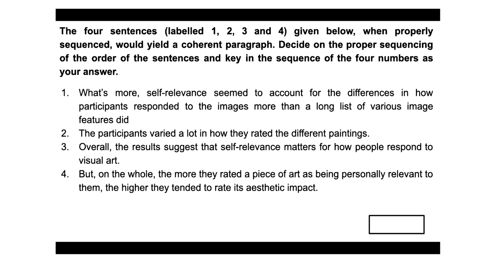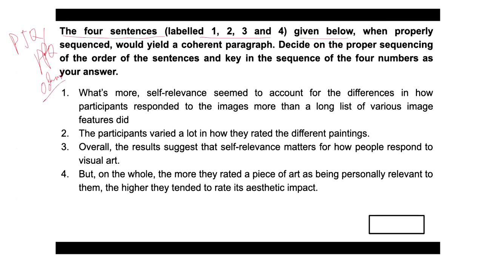Hello everyone. So here we have another question type, which is a para-jumbled question, or we can say a para-formation question, or you can say ordering of the sentences, right? Ordering of the sentences. Now, the direction for the question is: there are four sentences, labeled 1, 2, 3, and 4, given below. When properly sequenced, they would produce a coherent paragraph.